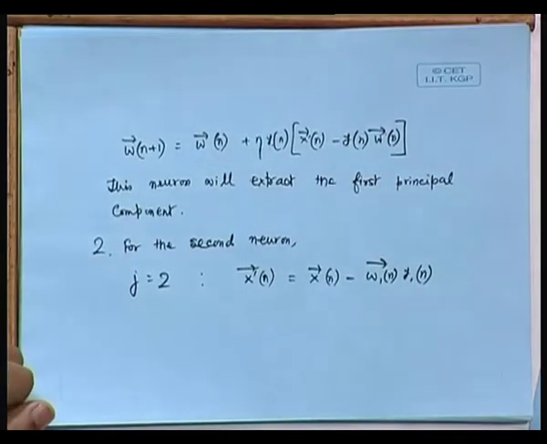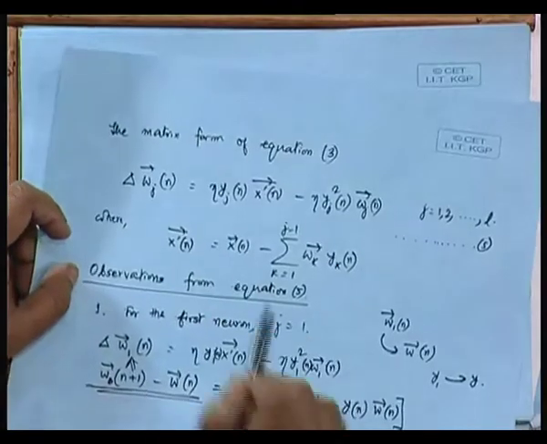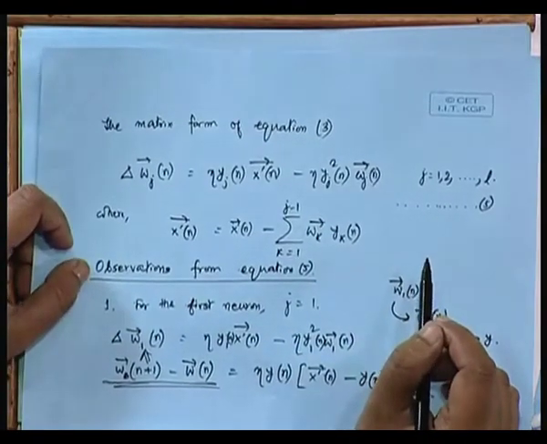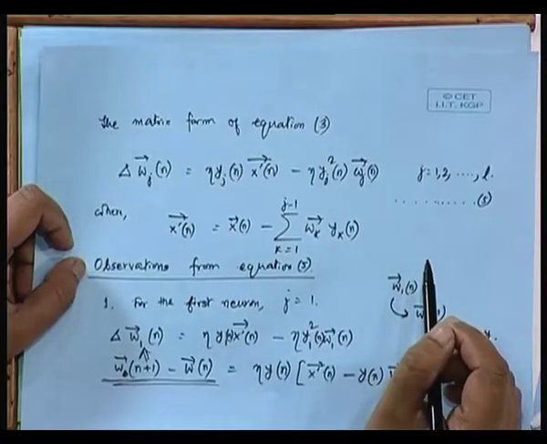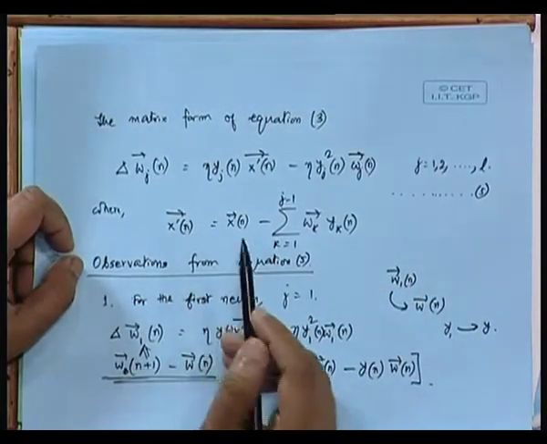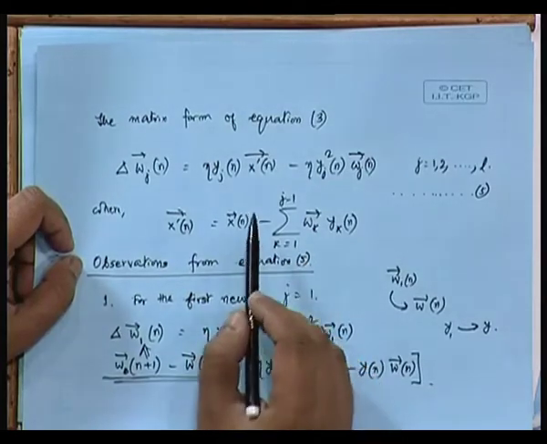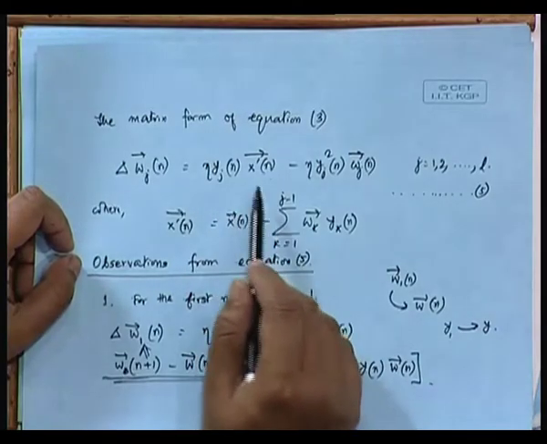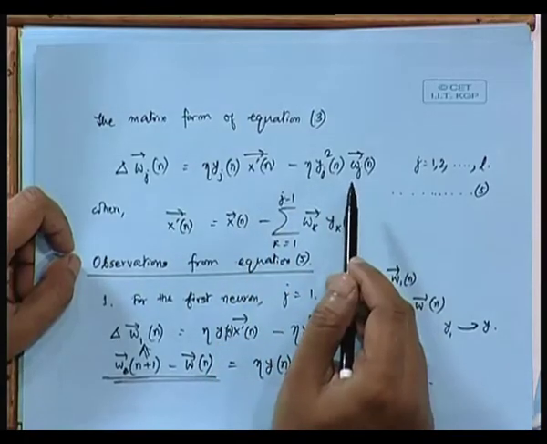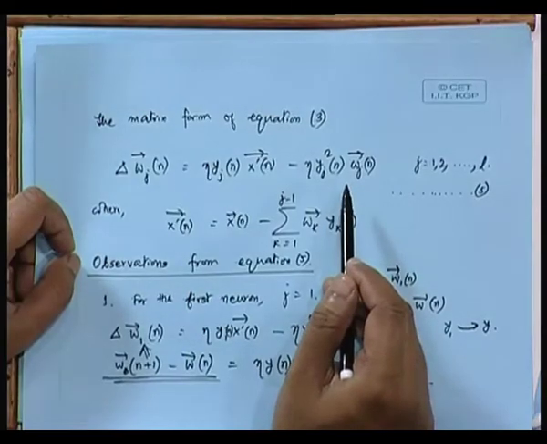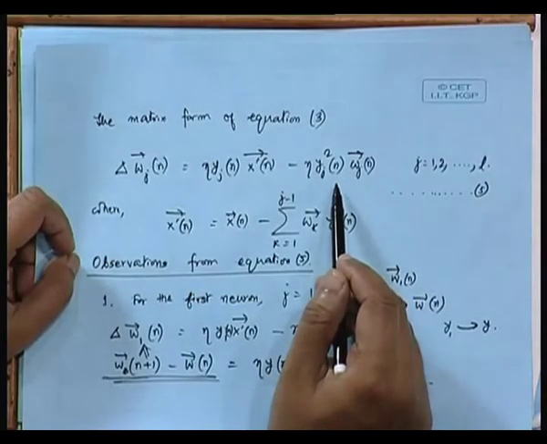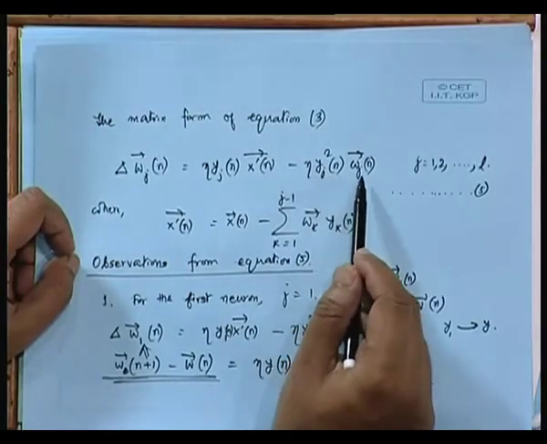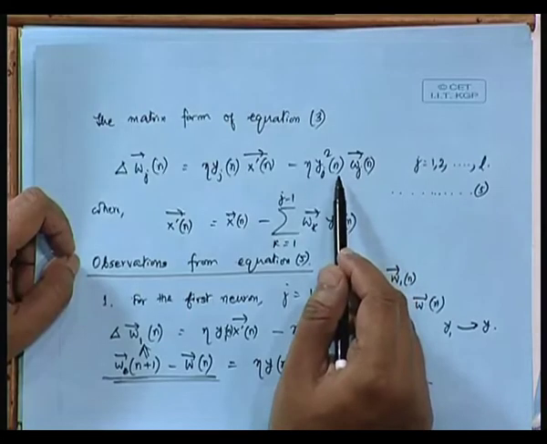You consider j is equal to 2. Again, look at equation number 5. J is equal to 2 means that you are getting W2n plus 1 minus W2n, and that becomes equal to eta y2n, and then within the bracket we will be having the term x prime n minus y1n w1n, that term will remain, and then there will be minus y2n wn.